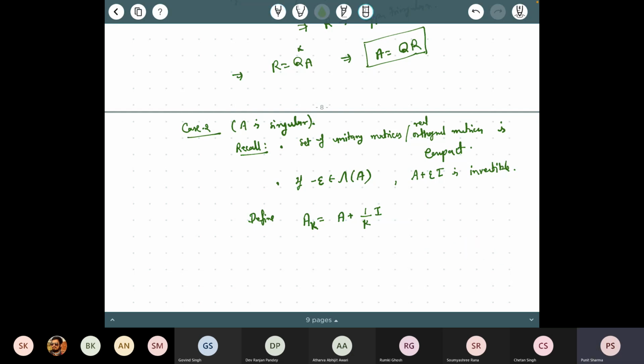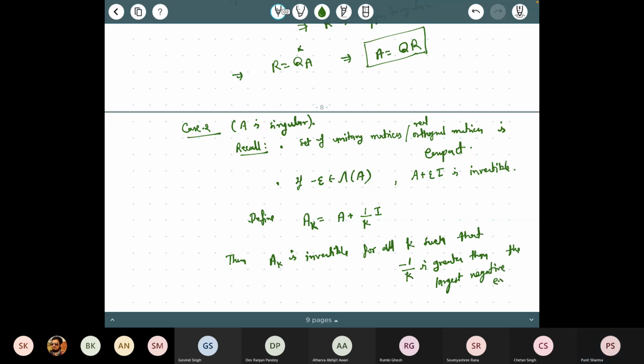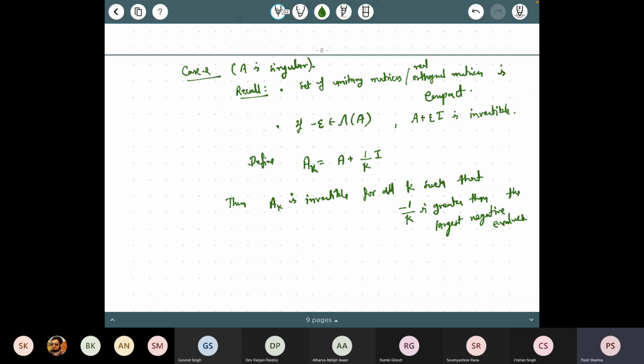So what I'm saying is that this AK is invertible for all K such that minus 1 by K is greater than the largest negative eigenvalue. So if minus 1 by K is greater than the largest negative eigenvalue, then A plus 1 by K I, or you can say AK, is invertible.